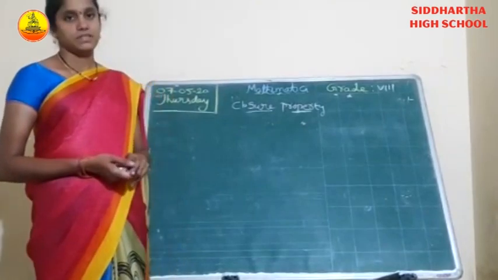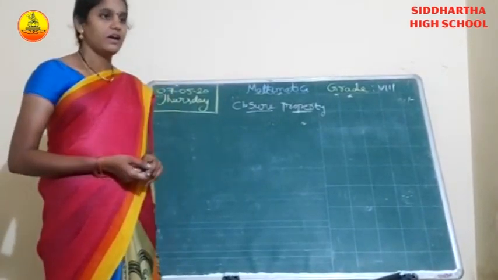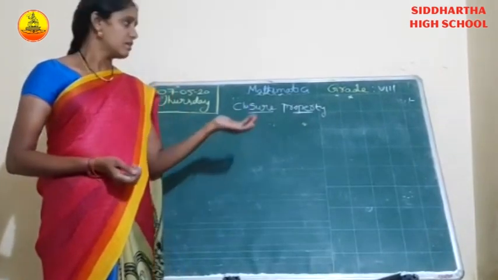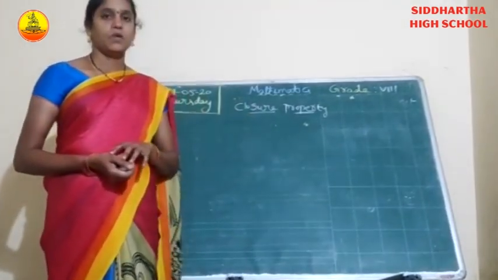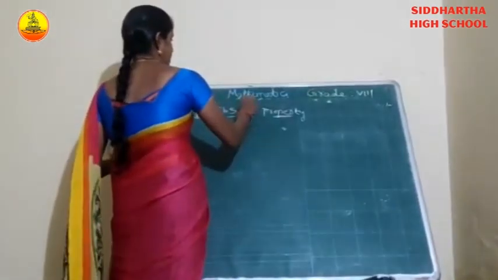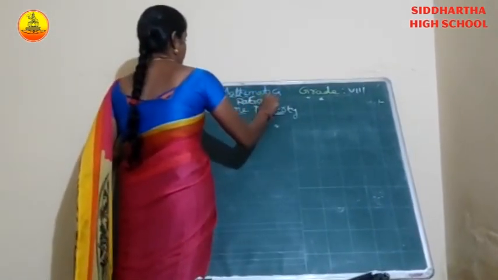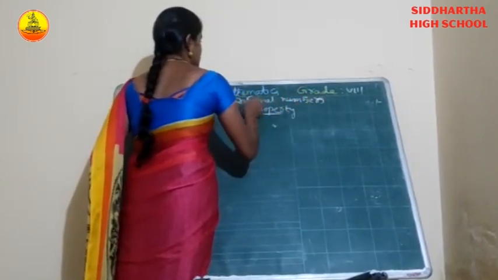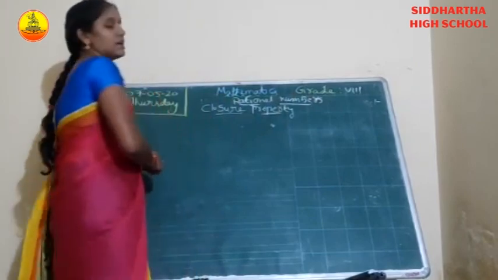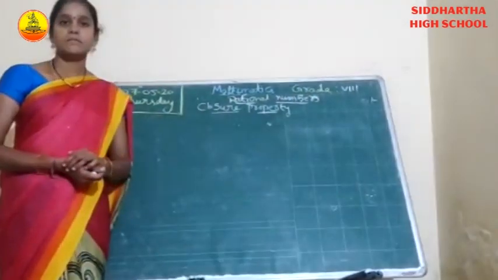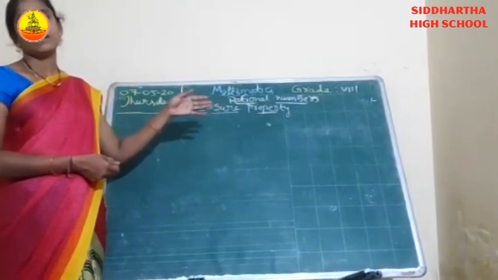What are rational numbers? We have discussed different sets of numbers and the closure property. What are rational numbers? Let us recall them. First of all, what are natural numbers? Counting numbers are called natural numbers. So what is the set of natural numbers? 1, 2, 3, 4, 5 and so on.